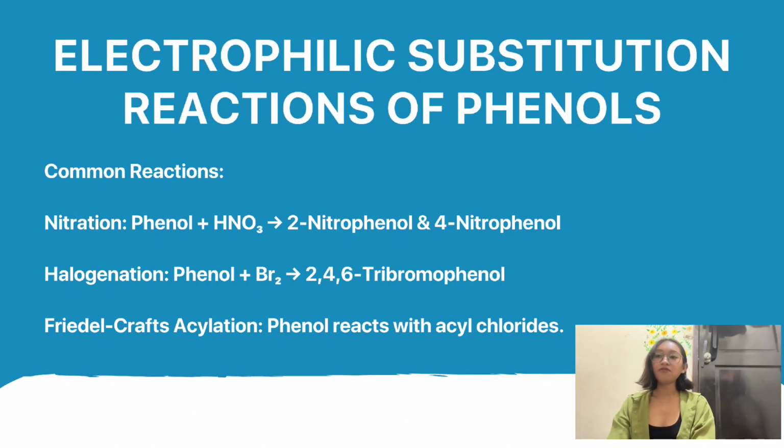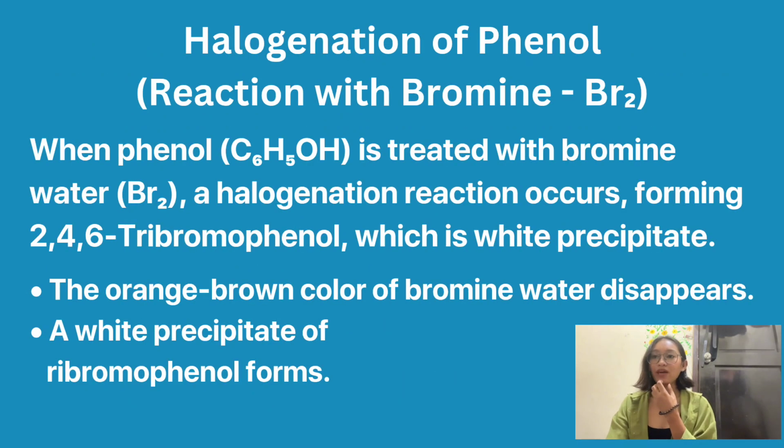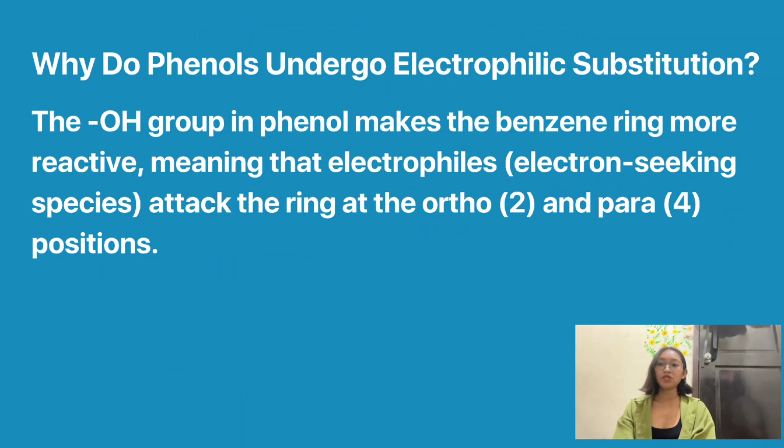Nitration of phenol forms 2-nitrophenol and 4-nitrophenol. And then last we have here the halogenation of phenol with bromine, which produces 2,4,6-tribromophenol as a white precipitate. Phenols undergo electrophilic substitution, making them highly reactive in organic chemistry.